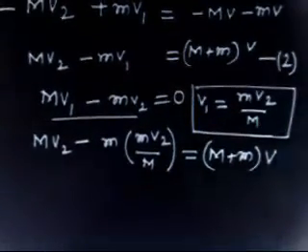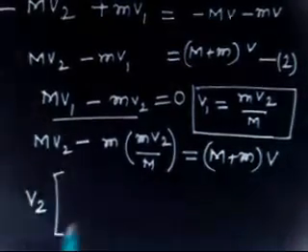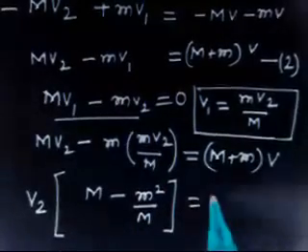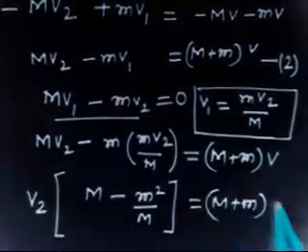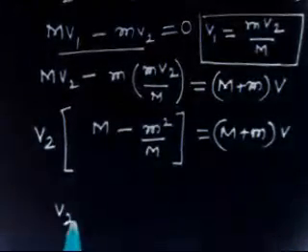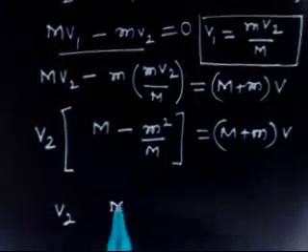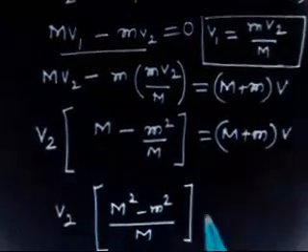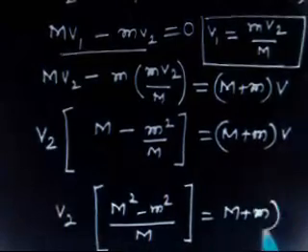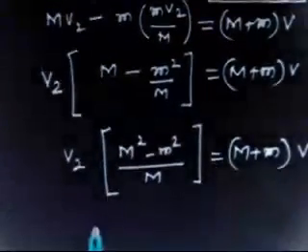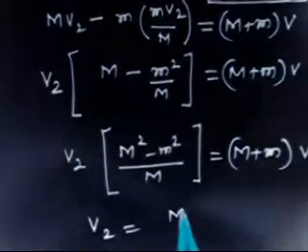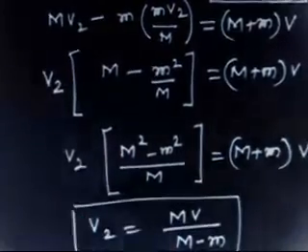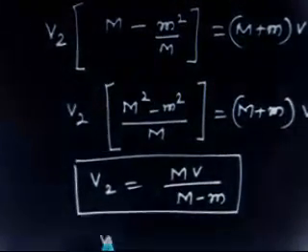Are you getting? Now if you do this for v2 and take it common, this will be (M minus m square by M), which is equal to (M plus m) into v. So from here you will have v2 into (M square minus m square) divided by M is equal to (M plus m) into v. So (M plus m) cancels, and you will have v2 equal to Mv divided by (M minus m). So this is the final velocity v2. You can solve for v1, so let us solve for v1 yourself.